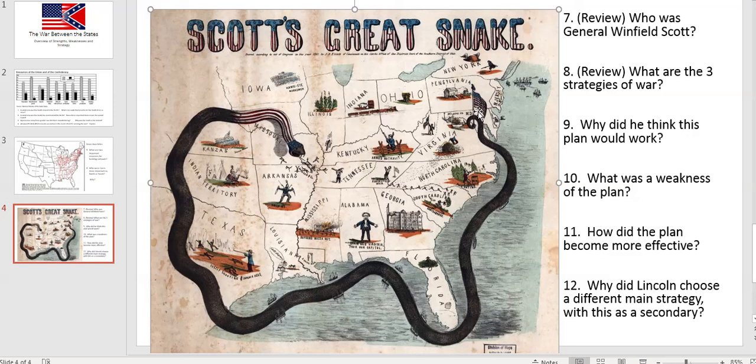It's less than 100 miles between the U.S. capital, Washington, D.C., and the Confederate capital, Richmond. Let's get down there, capture it. That will end the war.